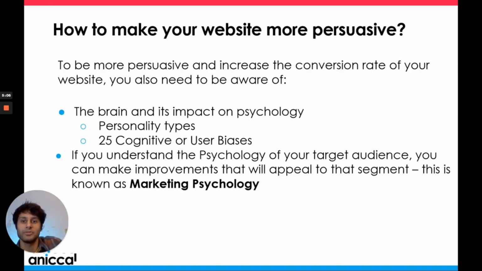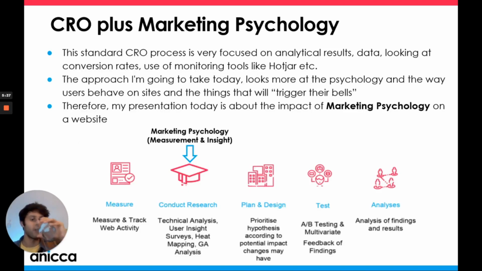So how do you make your website more persuasive? To be more persuasive and increase the conversion rate of your website, you need to be aware of the brain and its impact on psychology, and deeper into that, the personality types and 25 cognitive or user biases. And if you understand the psychology of your target audience, you can also make improvements that will appeal to that segment. This is known as marketing psychology. So CRO plus marketing psychology is where the magic happens.